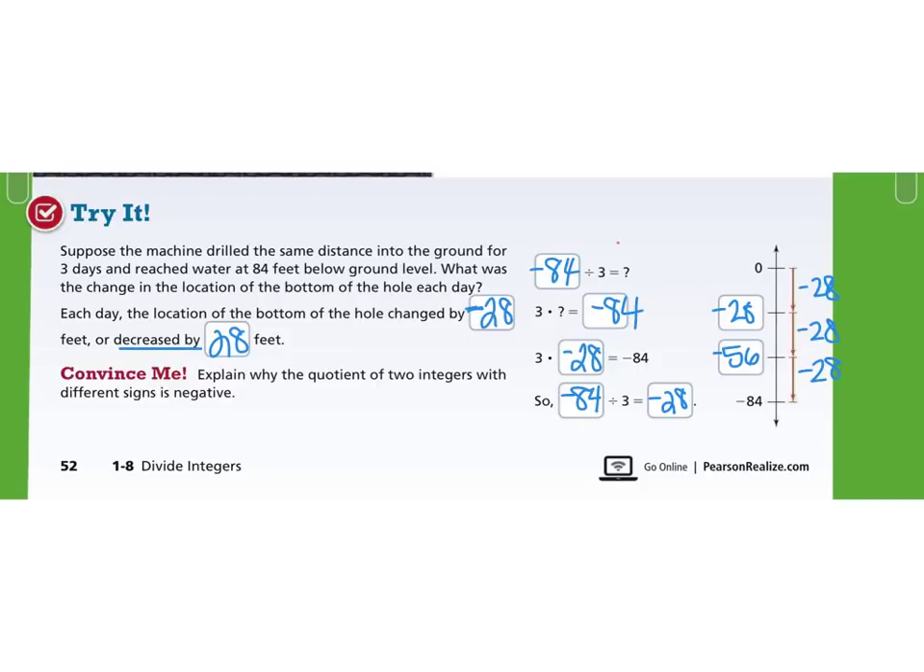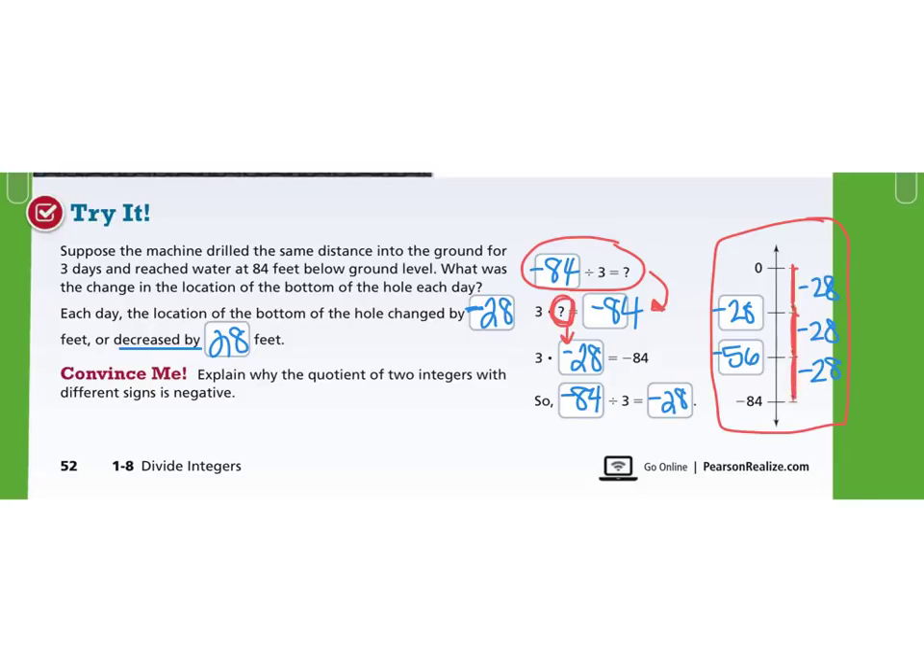Notice in this problem we took the division and we changed it over to a related multiplication fact because we are looking for what that question mark is equal to. In this case, 3 times what number makes negative 84? Well, that number has to be a negative 28. And you can see on the number line over here to the right that each of those 3 movements was in an increment of negative 28.